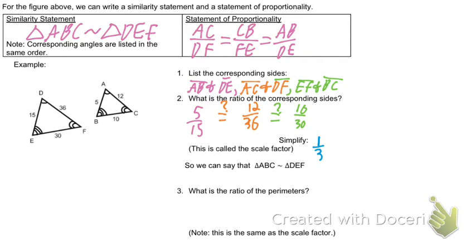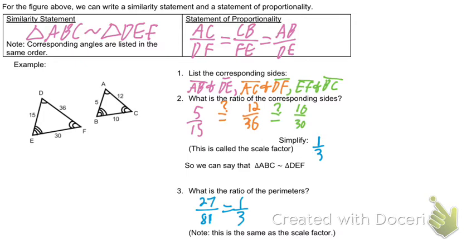What's the perimeter of the bigger triangle DEF? 81. Right. So let's try and take the ratio of these perimeters. What's 27 divided by 81? 1/3. No, it's 1/3. So note, this is the same as the scale factor, right?